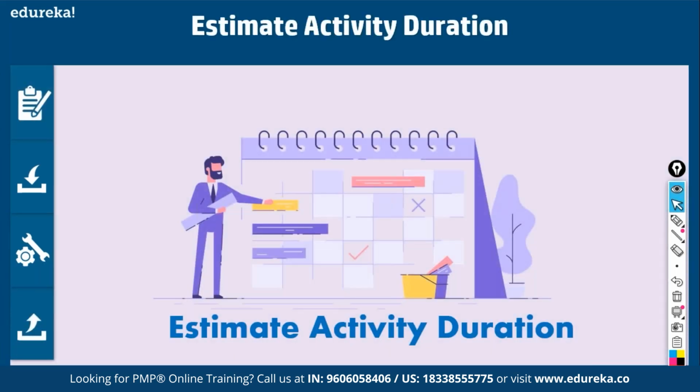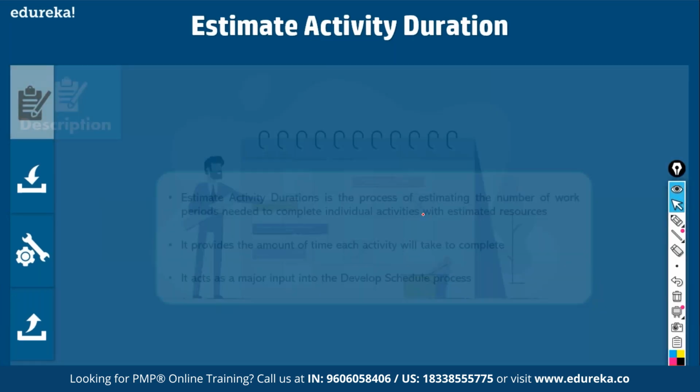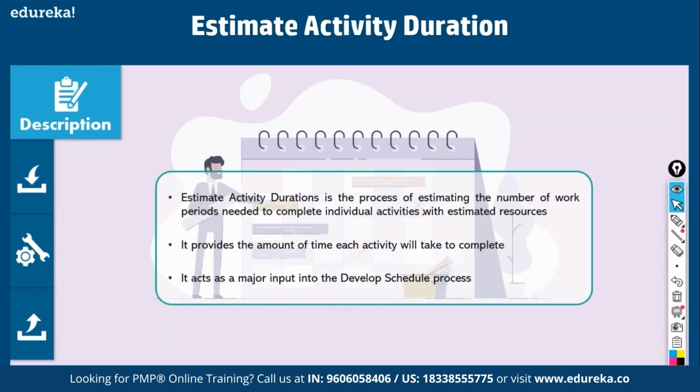Now we have come up with network diagrams. You should get a confirmation about who will be working on these activities, and based on their productivity you have to come up with durations. That is called estimate activity duration. This is a process of estimating the number of work periods needed to complete individual activities.